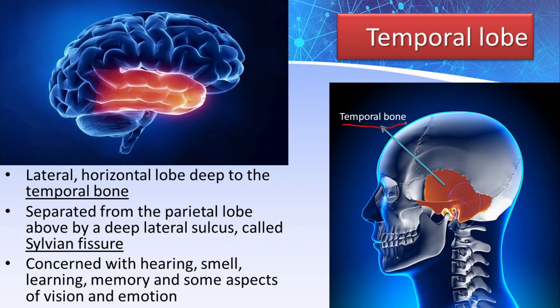The temporal lobe is separated from the parietal lobe by the deep lateral sulcus, which is called the sylvian fissure. This is the position of the lateral sulcus or the sylvian fissure, and the parietal lobe is located here. The parietal lobe is separated from the temporal lobe by the lateral fissure. The temporal lobe is concerned with hearing, smell, learning, memory, and some aspects of vision and emotion.